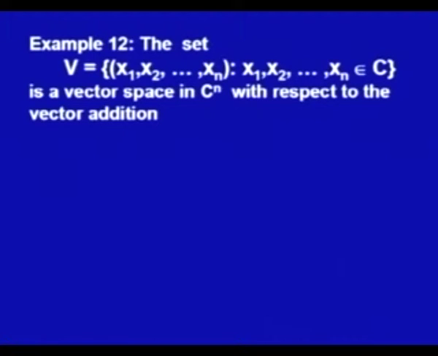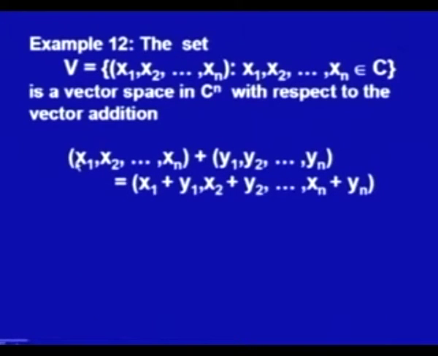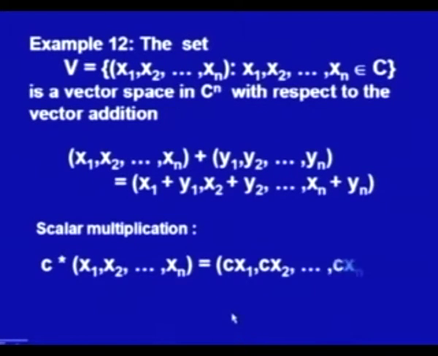The set of n-tuples V = (x_1, x_2, ..., x_n), where x_1, x_2, ..., x_n belong to C, is a vector space in C^n with respect to vector addition, which is defined as follows: for (x_1, x_2, ..., x_n) belonging to V and (y_1, y_2, ..., y_n) belonging to V, the sum of the two is again an n-tuple where component-wise addition is taking place. So, this sum is (x_1 + y_1, x_2 + y_2, ..., x_n + y_n), while the scalar multiplication is defined as C times (x_1, x_2, ..., x_n), which is component-wise multiplication (C x_1, C x_2, ..., C x_n).